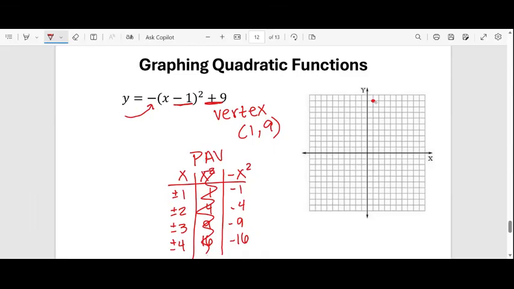Go left and right 1 square from your vertex, and since it's negative, you're going to go down 1 square. Left and right 2 squares, down 4 squares. Left and right 3 squares, down 9 squares. You'll have 2 x-intercepts here. And left and right 4 squares, down 16 squares. There we go.